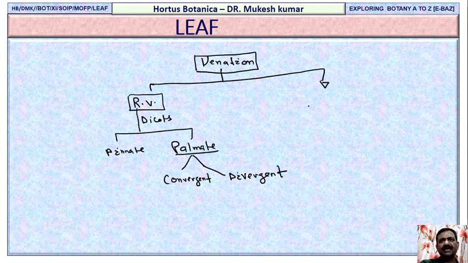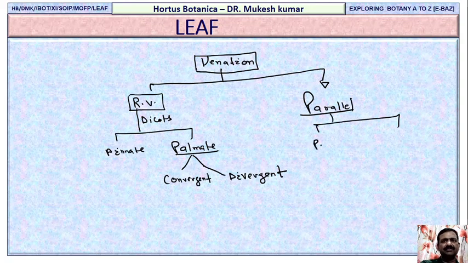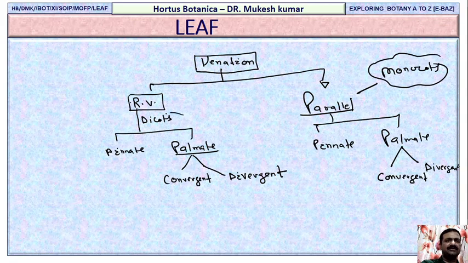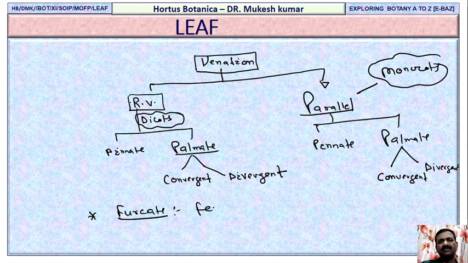Similarly, here also we have the parallel venation. With parallel venation, again one midrib is called pinnate. More than one midrib is called palmate parallel venation. Again, it will be either convergent type or divergent type. This is common in monocot plants, as I told you, while reticulate venation is most common in dicot plants, isn't it? And I told you about furcate venation, which is found in ferns, showing dichotomous branching, isn't it?